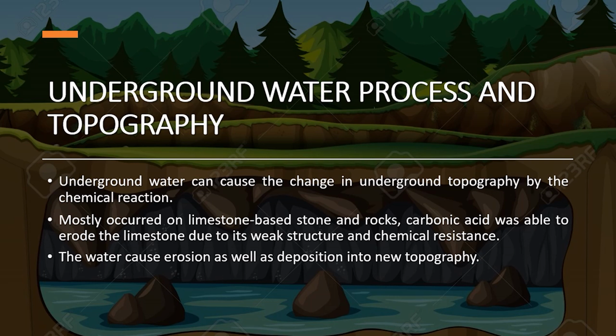Like we talked about, the water is absorbed into the soil, and travels down through the cracks and holes. Okay, so that is another process. It mostly occurs on limestone-based stone and rocks. The carbonic acid is able to erode the limestone due to its weak structure and chemical resistance. The water causes erosion as well as deposition into new topography.